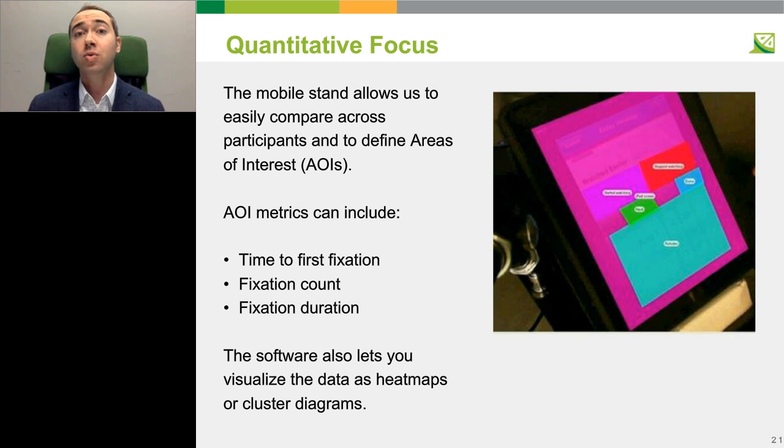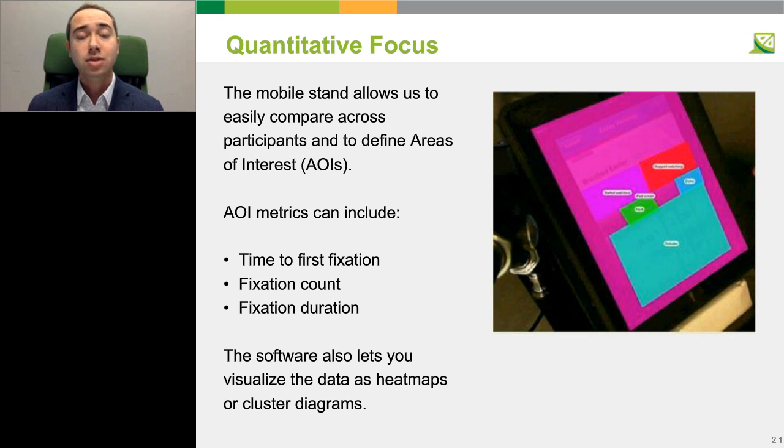The fact that these can be overlaid on top of each other across participants makes it very easy to generate heat maps, which we've probably seen in many different situations, or cluster diagrams, or some of the eye gaze plot diagrams, where we want to be able to overlay that data in aggregate across many, many participants. And again, the stand allows us to sort of lock things down, which makes that really practical and very easy to do.